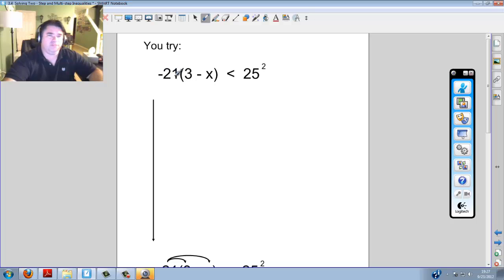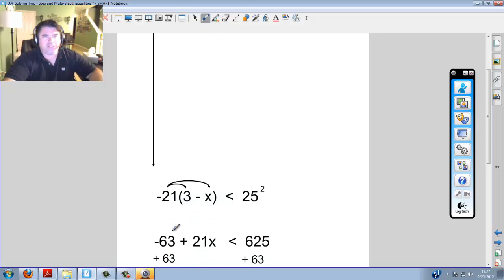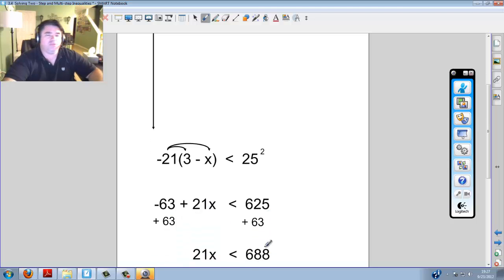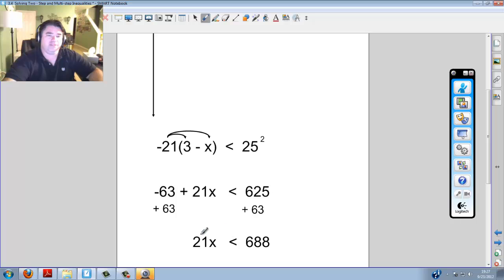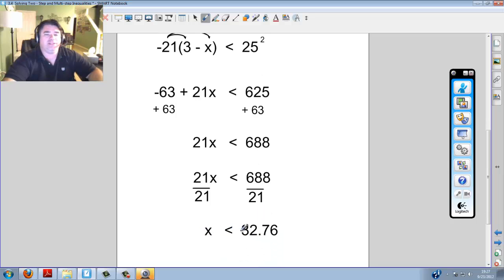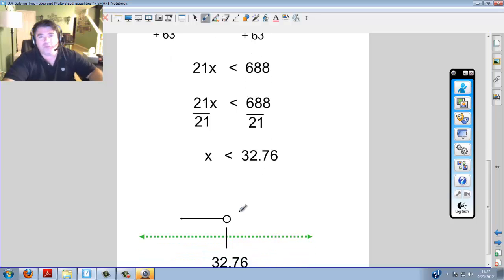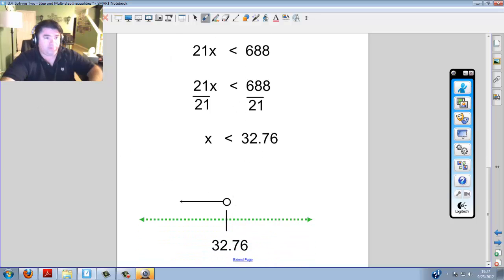Alright, let's see what you did. Negative 21 times 3 is negative 63. Negative 21 times negative x is positive 21x, is less than 625 when you take 25 squared. Now instead of minus 63, plus 63 to one side, plus 63 to the other, so we're going to go ahead and get 688. Instead of times 21, divide by 21 on one side, divide by 21 on the other, and we're going to get x is less than 32.76. So action 32.76, open circle, less than. Alright, moving on.